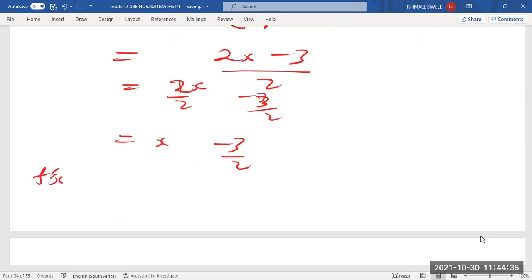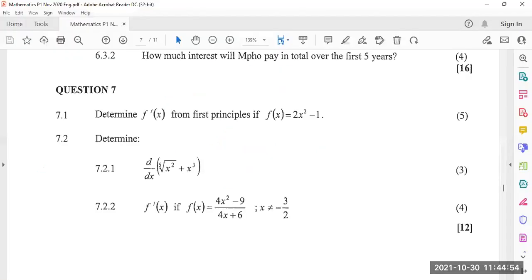Now, what is going to be f prime of x? When we derive x, we know we're going to have 1. The derivative of a constant is 0. So our answer would be 1. So that is it with 7.2.2. And 7.2 itself happens to be the last question on question 7. So this is where question 7 ends. So you just have to know stuff when you're preparing for the next time. Okay, there we go.